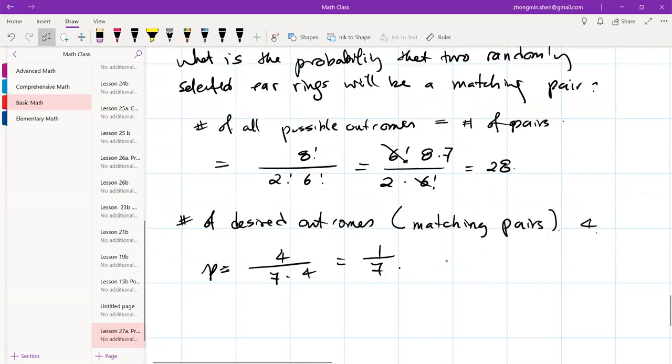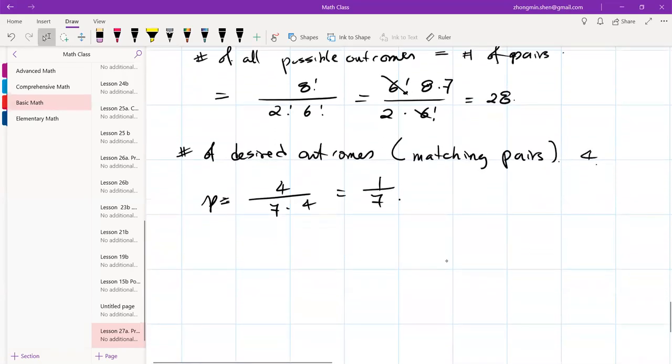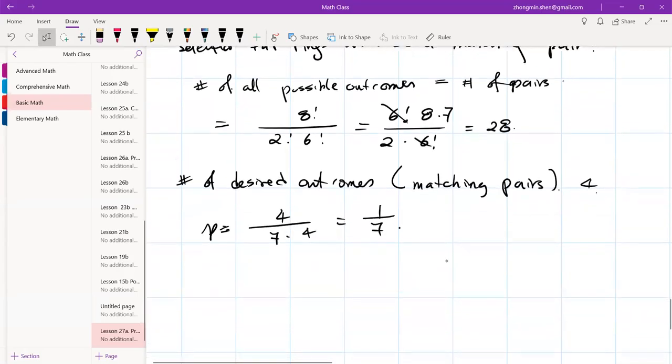There are 4 matching pairs. The number of all possible pairs you're going to get is 28, which is 4 times 7. So the ratio will be 1/7. Just like that. Got it? Okay.